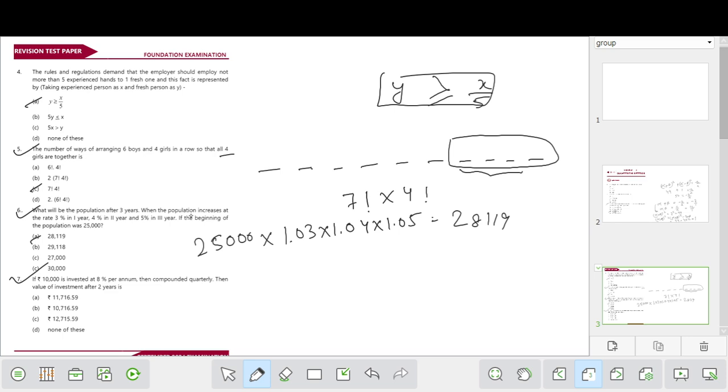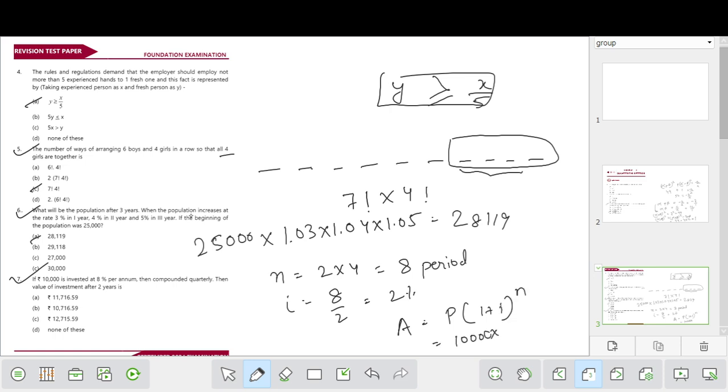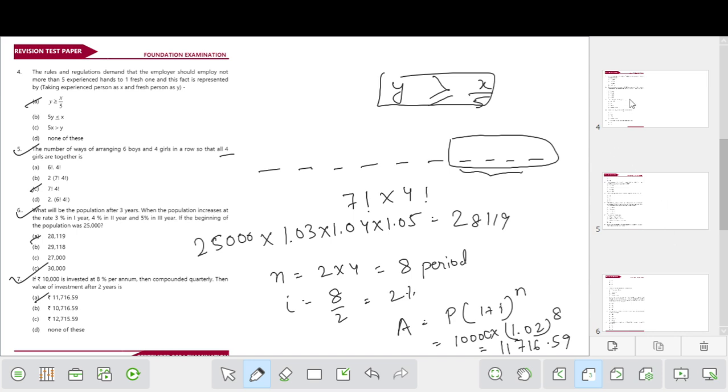10,000 is invested at a rate of 8% per annum compounded quarterly. Then value of investment after 2 years. So n, that is number of periods, is 2 into 4 because it is quarterly. So 8 periods. And i will be 8 upon 4, that is 2%. Now amount is equal to principal into 1 plus interest to the power n. 10,000 into 1.02 raised to 8. This will give you 11716.59. So A is the answer. Come to the next page.